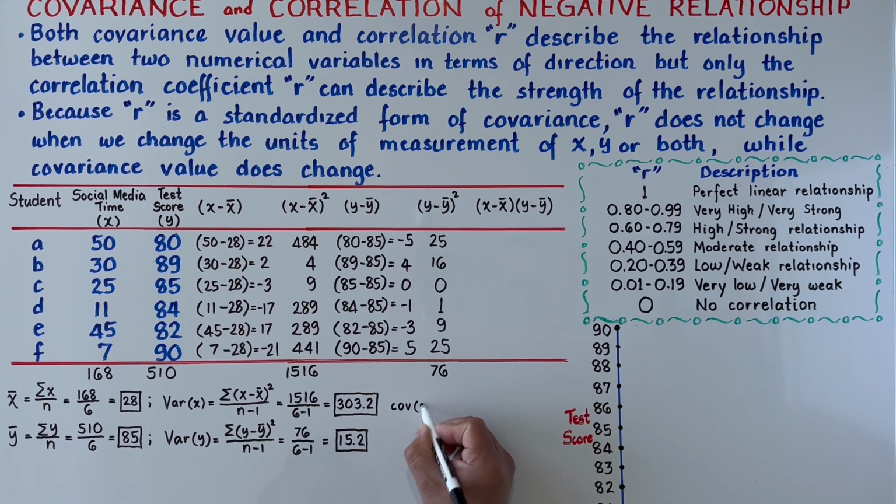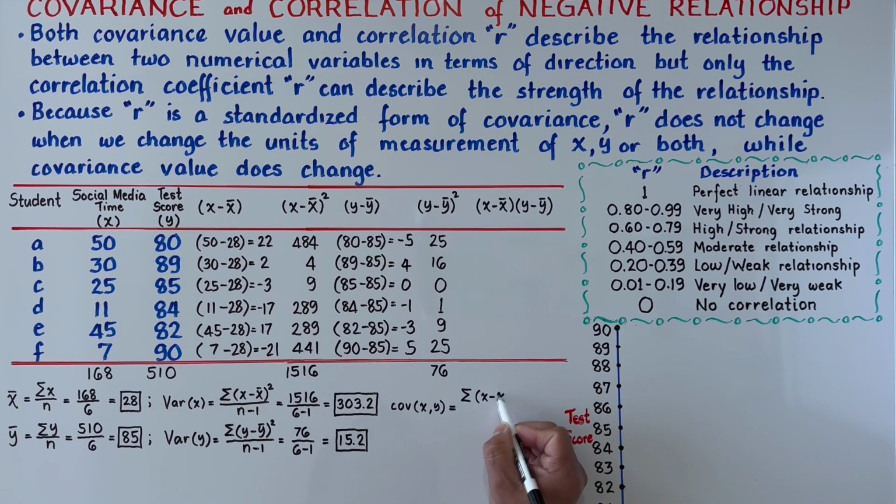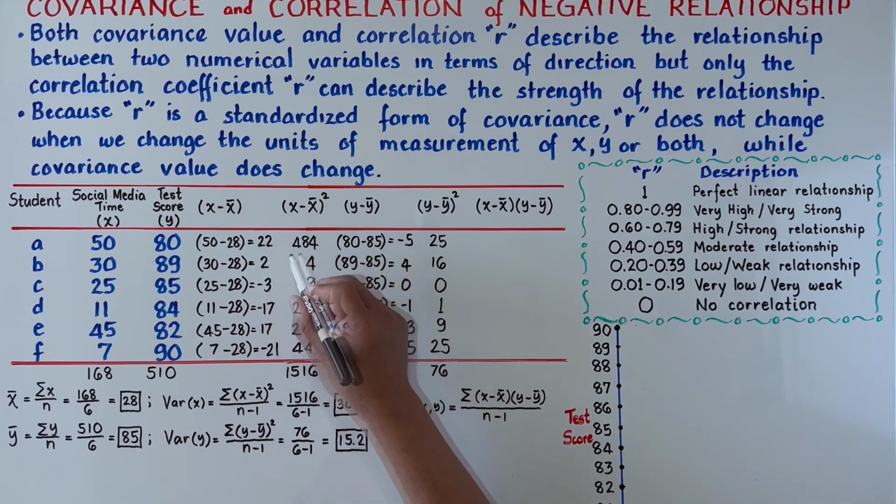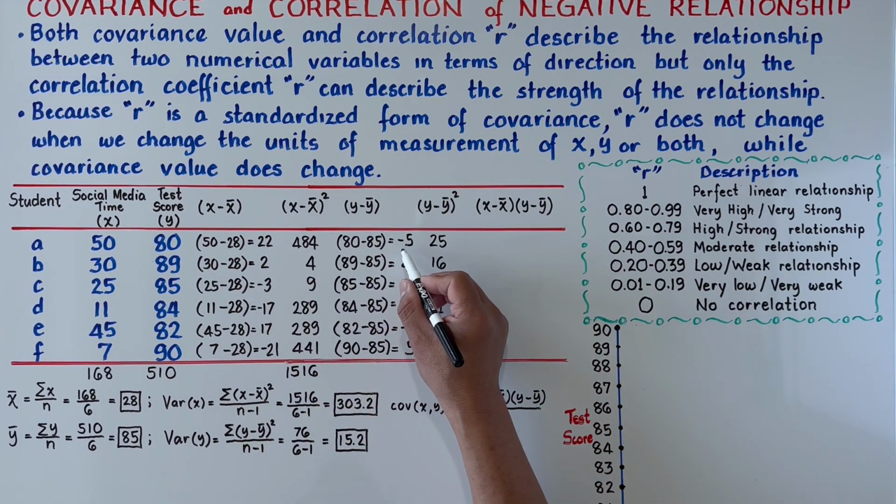So the covariance of these two variables, x and y, is equal to the sum of the product of the deviation of x from its mean and the deviation of y from its mean here. And we divide it by n minus 1 because we consider again these 6 students as a sample of students from all the students. So we just multiply the value of x minus x bar and y minus y bar.